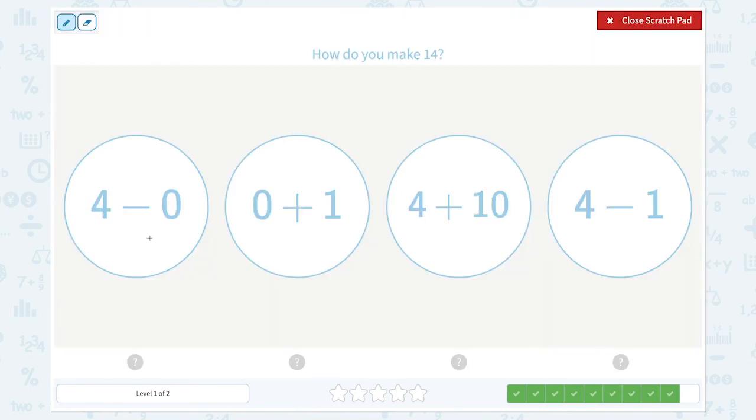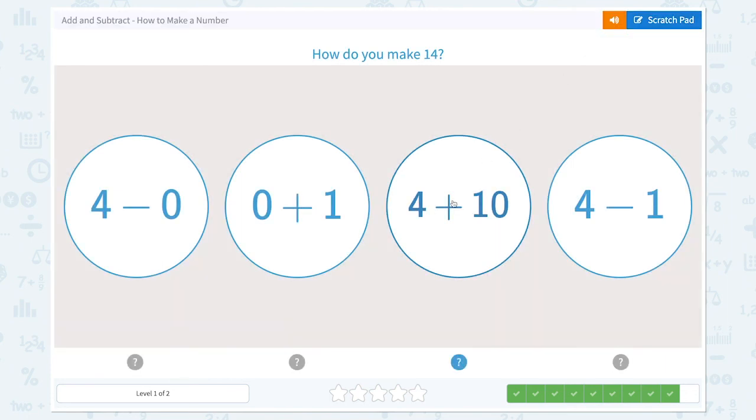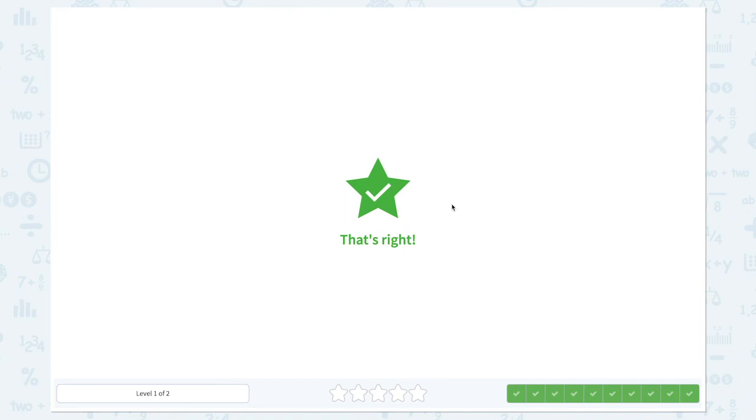4 minus 0 is 4. 0 plus 1 is 1. 4 plus 10 is equal to, I think this might be the right answer. 4, bring down the 1. 14, I found it. 4 plus 10 makes 14. That's right.